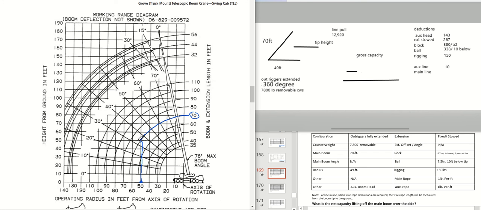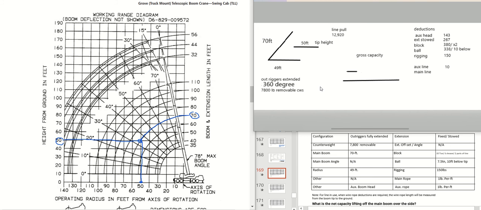So then from there, we've intersected here. So we're going to follow that line all the way to the left. And that's going to put our tip height at 50 feet. So now that we have our tip height, we're going to go here. We're going to put in 50 feet. Put this a little bit up and over. So we have our tip height.